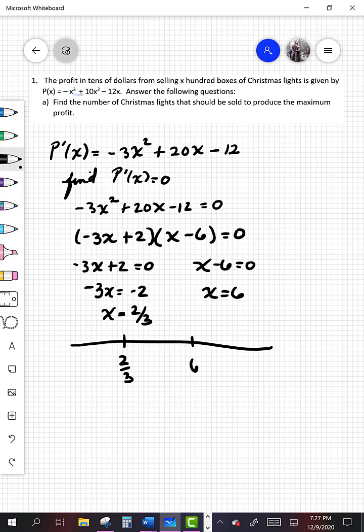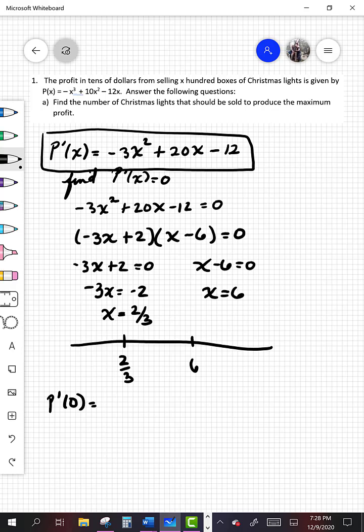And so we can test values on each side of our critical number into the derivative function to see if the function is increasing or decreasing. So let's choose a number to the left of 2/3. 0 falls to the left of 2/3. Plugging that into my derivative function, I get back that P'(0) is equal to -12. So my function is decreasing on the left of 2/3.